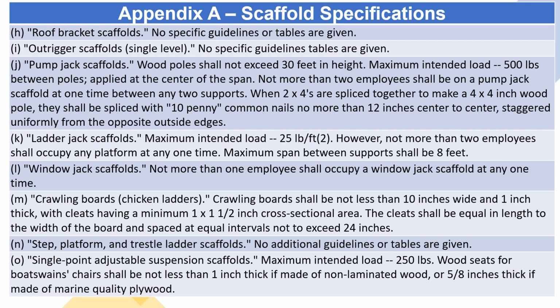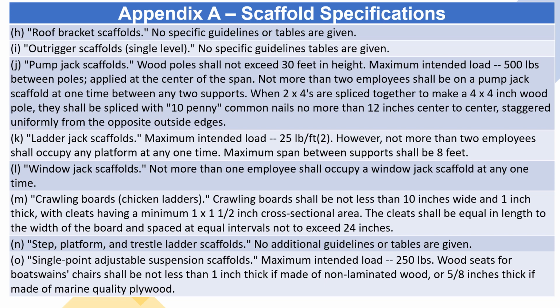H. Roof bracket scaffolds. No specific guidelines or tables are given. I. Outrigger scaffolds, single level. No specific guidelines or tables are given. J. Pump jack scaffolds. Wood poles shall not exceed 30 feet in height. Maximum intended load 500 pounds between poles, applied at the center of the span. Not more than 2 employees shall be on a pump jack scaffold at one time between any 2 supports. When 2x4s are spliced together to make a 4 by 4 inch wood pole, they shall be spliced with 10 penny common nails no more than 12 inches center to center, staggered uniformly from the opposite outside edges.